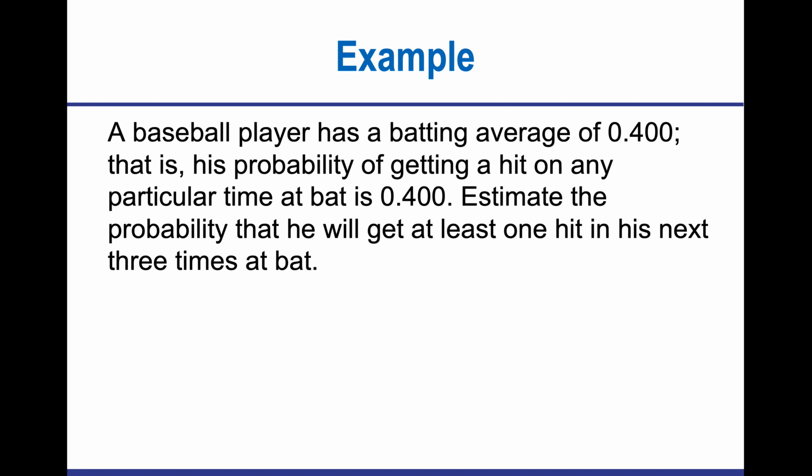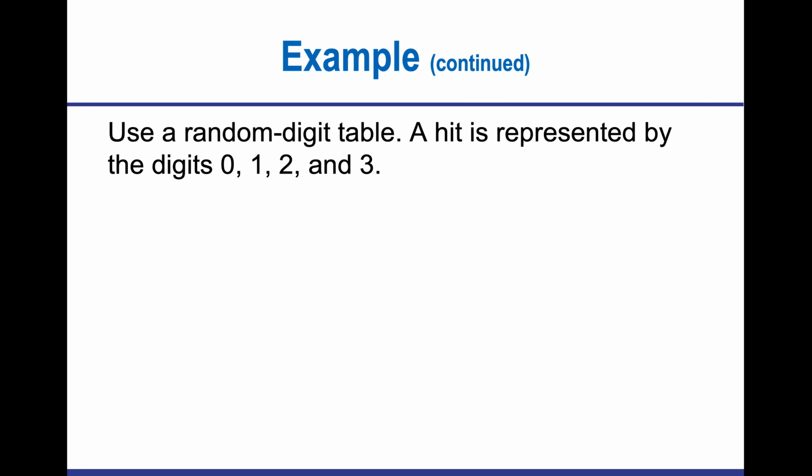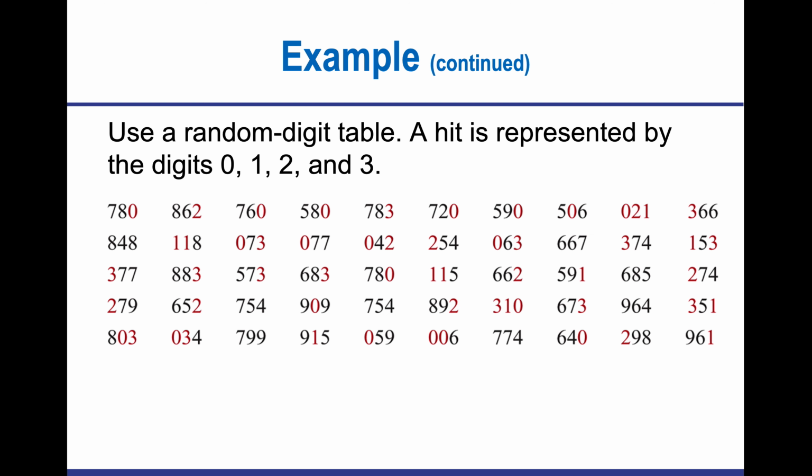Because there's a 50-50 chance, that's why we give even to certain numbers and tails to other numbers. So how would this work in an actual problem? A baseball player has a batting average of 0.4, or 40%. That is, his probability of getting a hit on any particular pitch is 40%. If I want to estimate the probability he'll get at least one hit in his next 3 times at bat, I can use a random digit table with a hit represented by 0, 1, 2, and 3, because I need 4 out of the 10 digits. So I'm looking at how many numbers in this random number table have the digits 0, 1, 2, and 3.